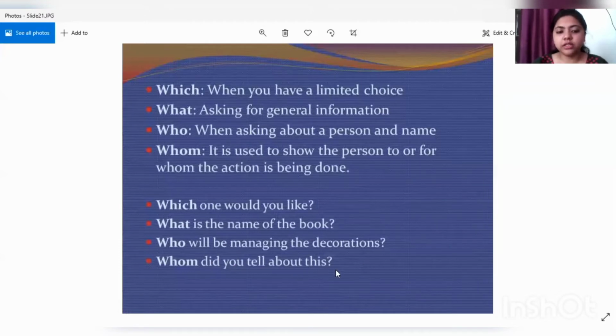Whom did you tell about this? Again, the answer will be a noun only. So when you get the answers to these questions and the answers are nouns, that means the word which is used over here is a pronoun, right?